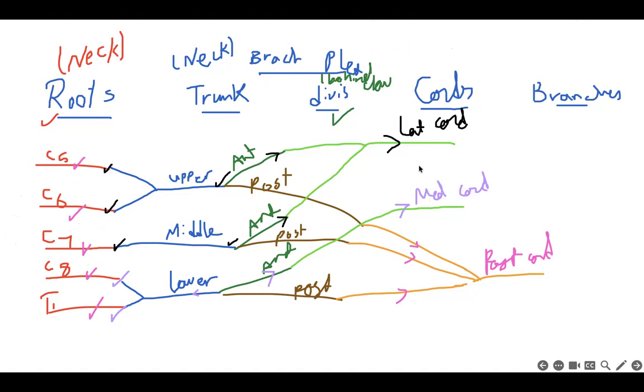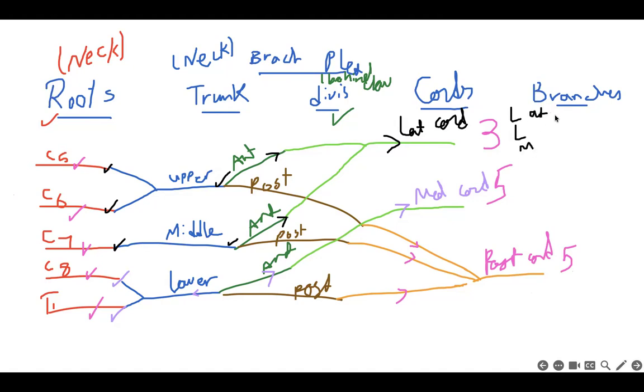Every cord will divide. The lateral cord will give 3 divisions. The medial cord will give 5 divisions. And the posterior cord will give 5 divisions or 5 branches. What are the branches of the lateral cord? L, L, M.